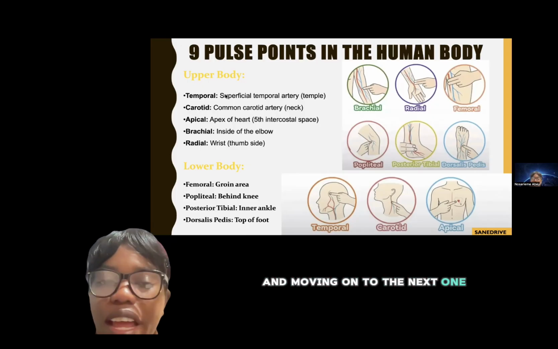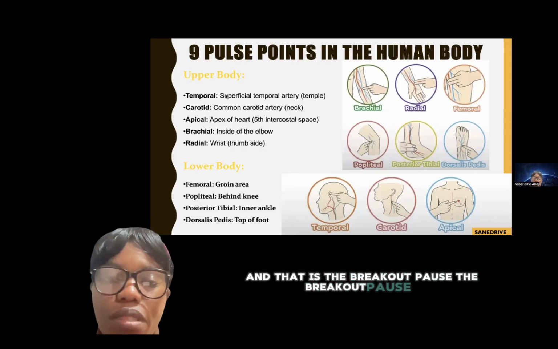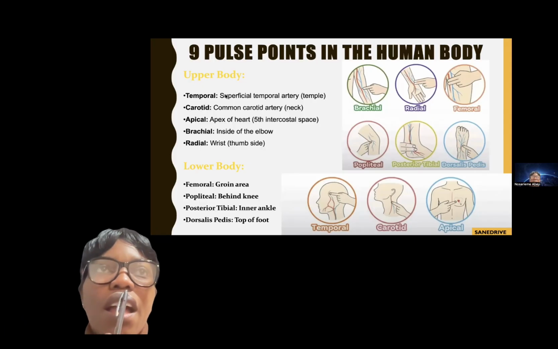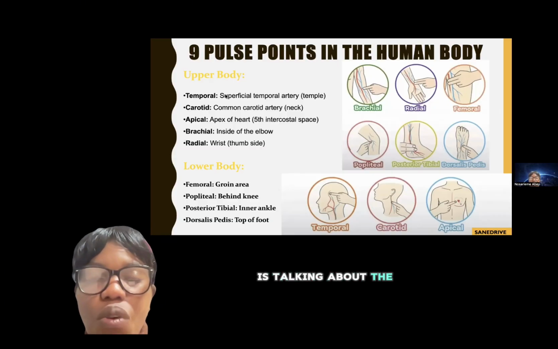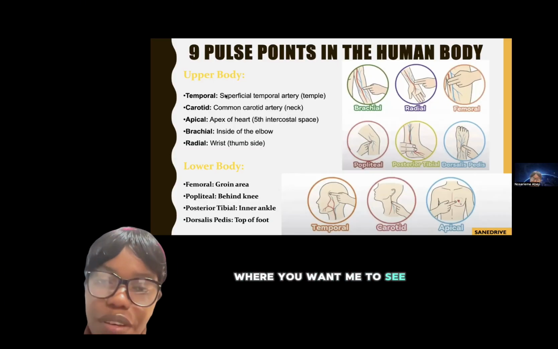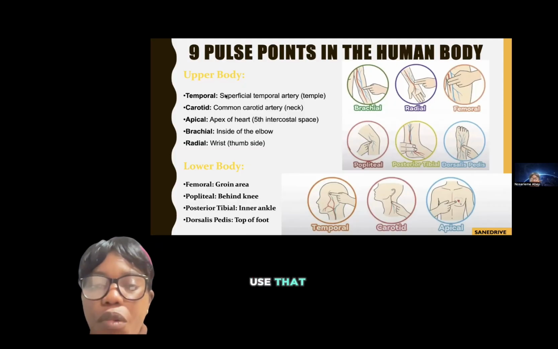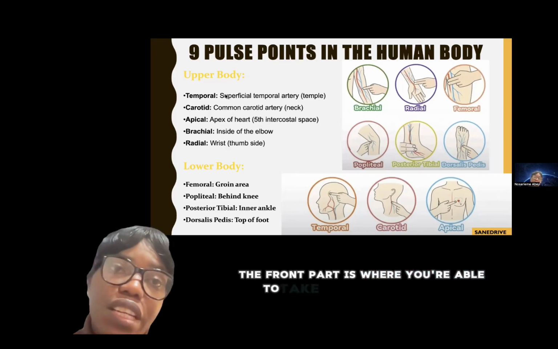And moving on to the next one, that is the brachial pulse. The brachial pulse is the one we see around our elbow. When we want to take a blood pressure, when you're taking your vitals, when you need to see a doctor or a medical practitioner, you use that point around your elbow. The front part is where you're able to take the brachial pulse.